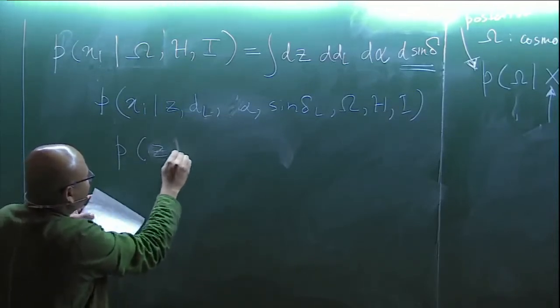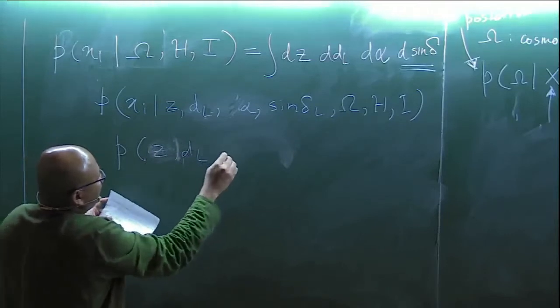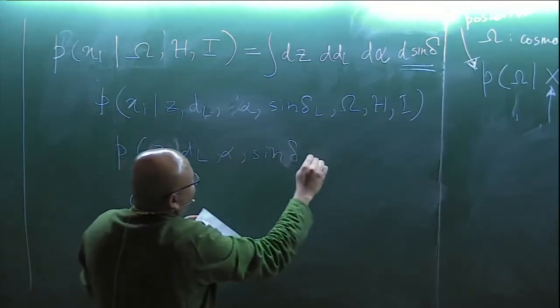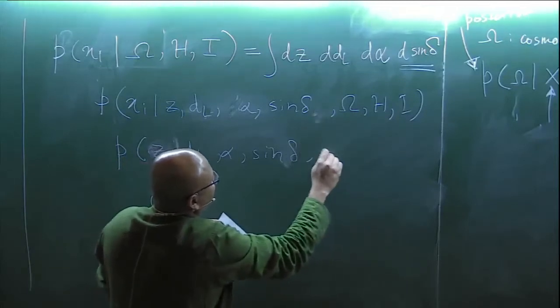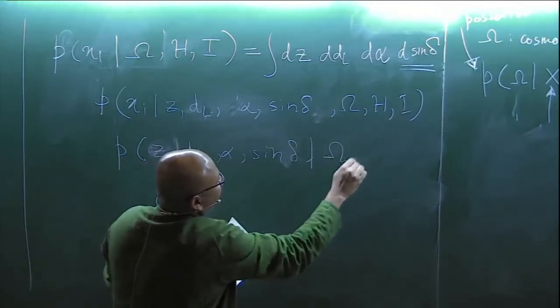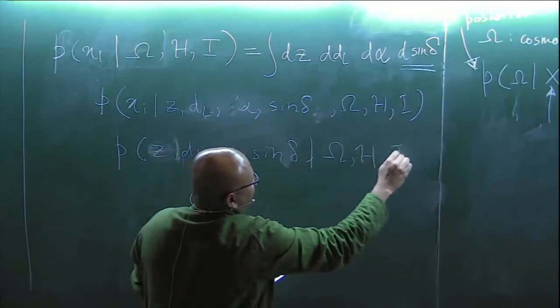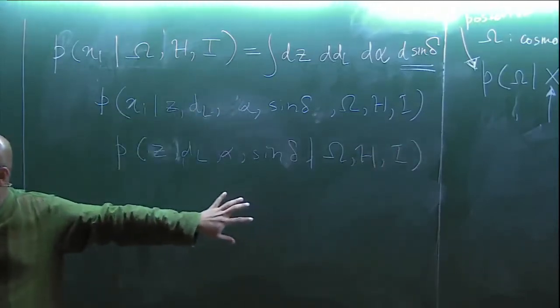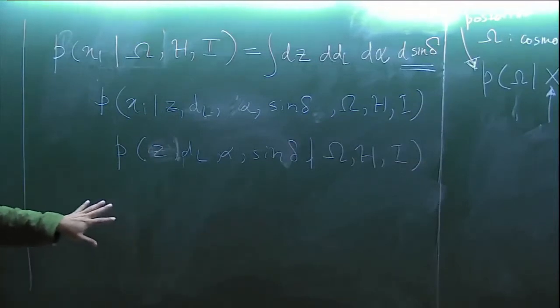So it has to be z, dl, alpha, sine of delta given omega, h, I. Whatever stays on the right hand side always remains on the right hand side. Is this expansion correct?